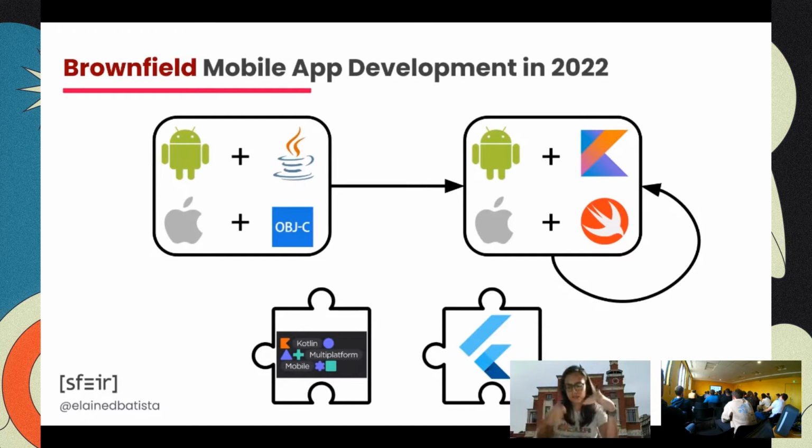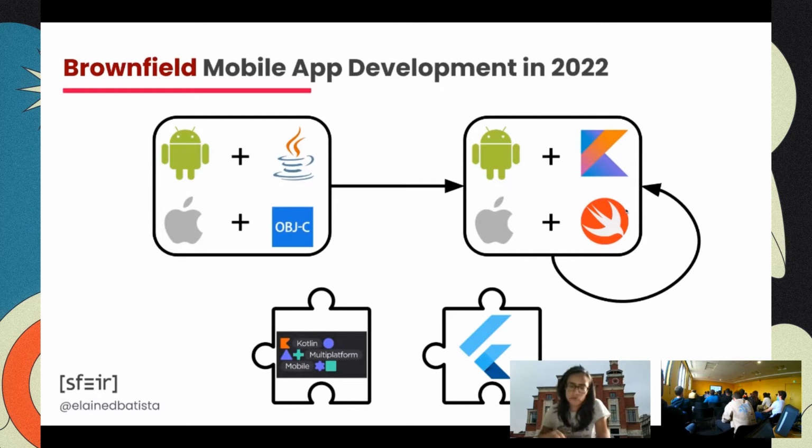You can have projects that have both Java and Kotlin at the same time, or Objective-C and Swift at the same time. So a lot of teams have done that. So we can work with modern programming languages such as Kotlin and Swift. So this is the first case.